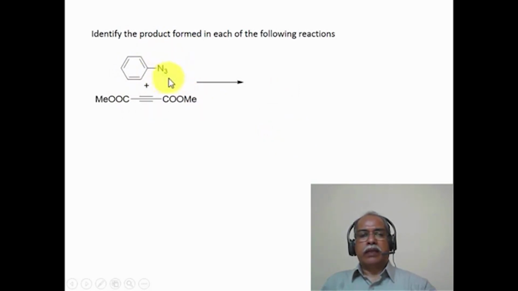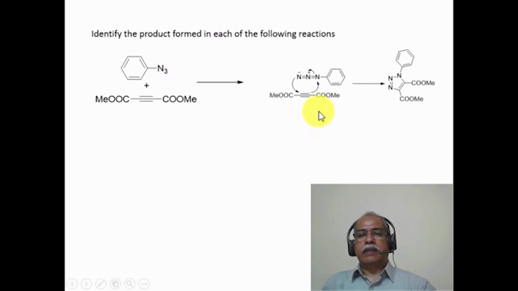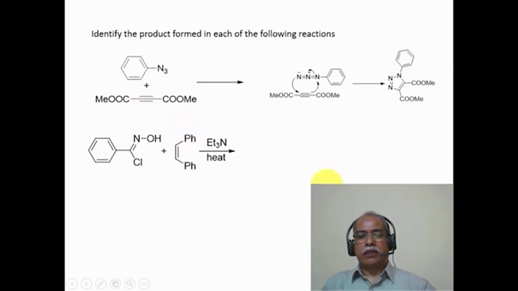phenyl azide is a 1,3 dipolar component of a 1,3 dipolar cycloaddition reaction. This is the 1,3 dipole component of the 1,3 dipolar cycloaddition reaction. The reaction essentially involves the cycloaddition of the azide to the alkyne to give the triazole. So the final product is N-phenyl triazole with these two ester functional groups substituted, arising from the dipolarophile, which is dimethyl acetylene dicarboxylate.